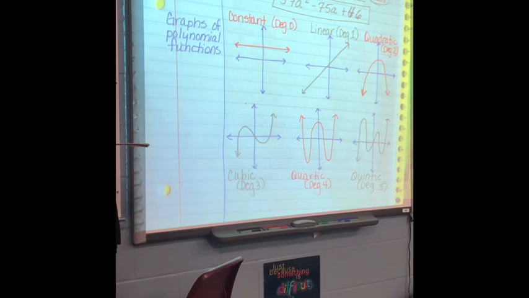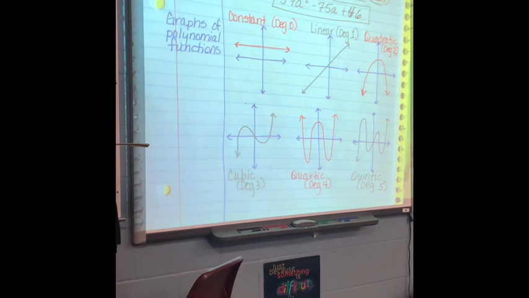Quartic, with a degree of 4, extends in the same direction. Note the similarities of quadratic and quartic. Both ends going the same direction. That's going to be important to us in a minute. Quartic with a degree of 4 also has the possibility of crossing the x-axis and having 4 real zeros.